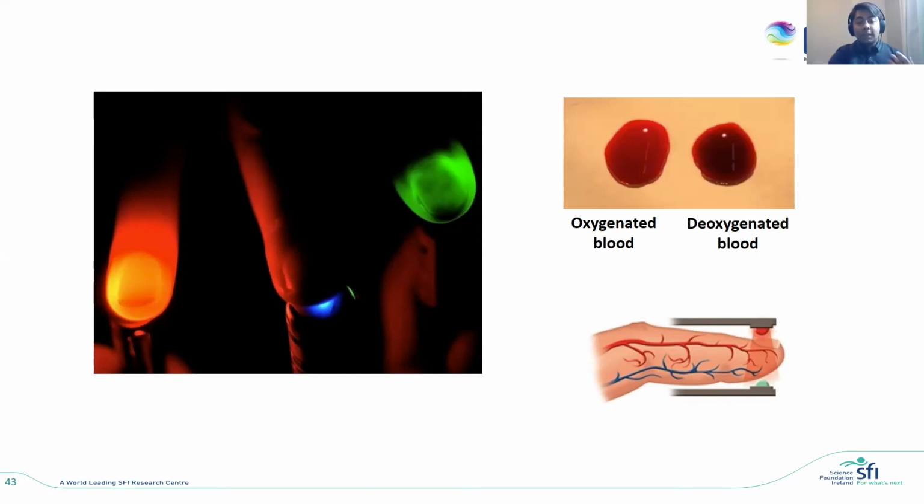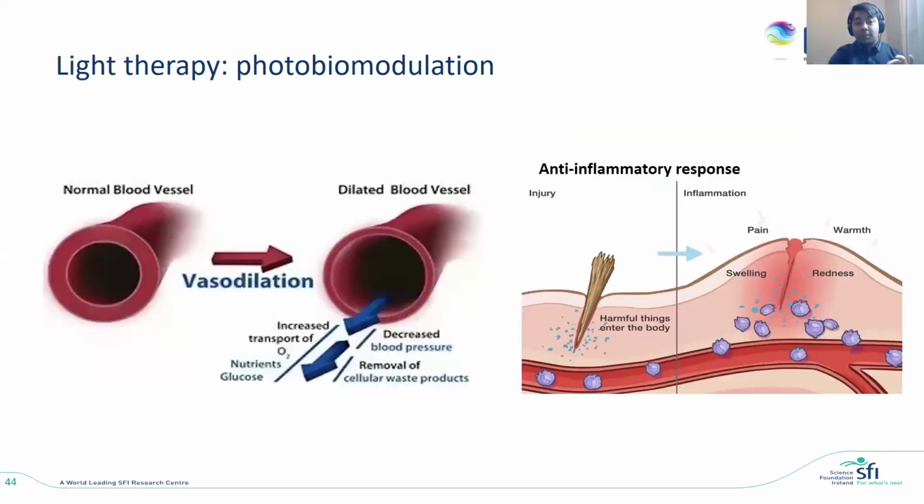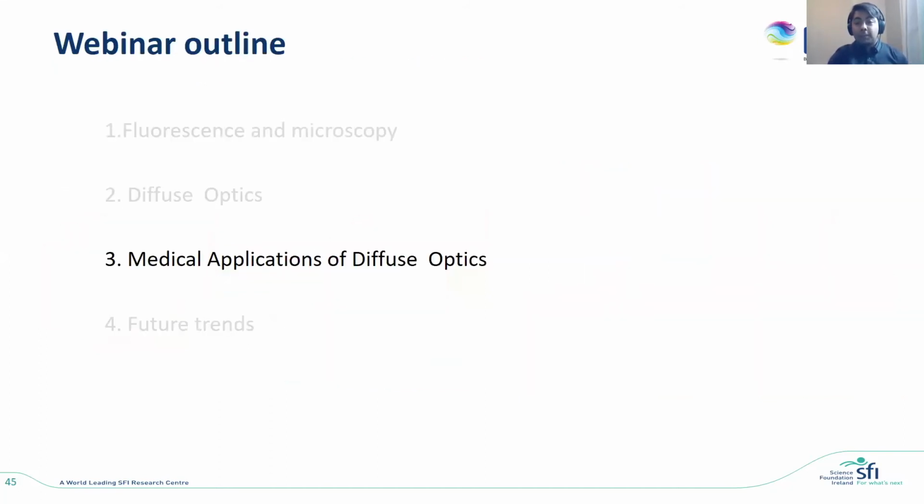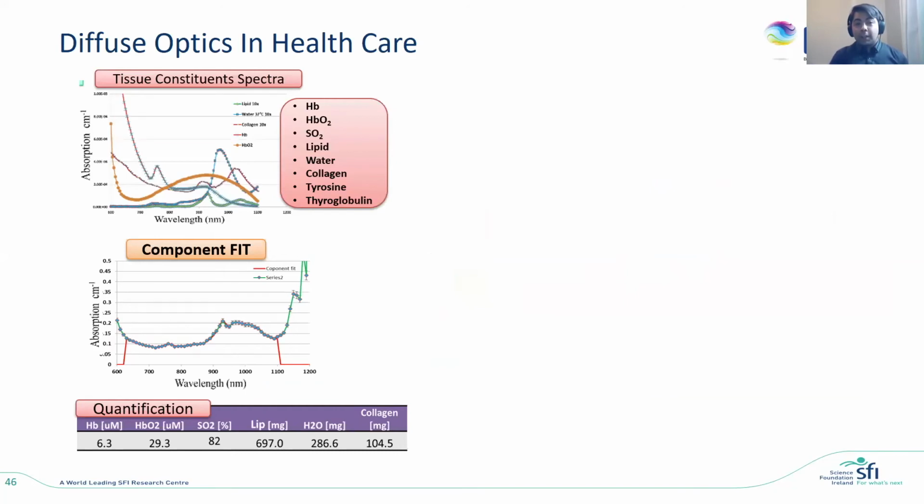So, but we don't target blood only for diagnosis, we target blood for therapy too. So if you remember from the photobiomodulation, we can use the blood absorption to target the vessels and cause vasodilation, which will lead then to anti-inflammatory responses and all the beneficial effects of those. So if we go to the medical applications of diffuse optics, one of the main ones in the biophotonics field would be diagnosis.